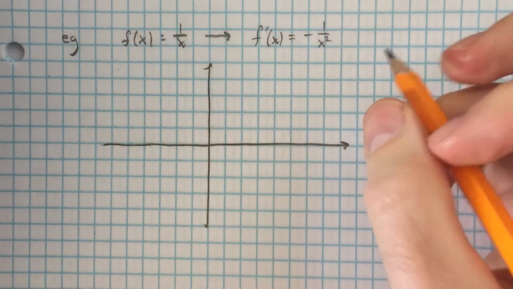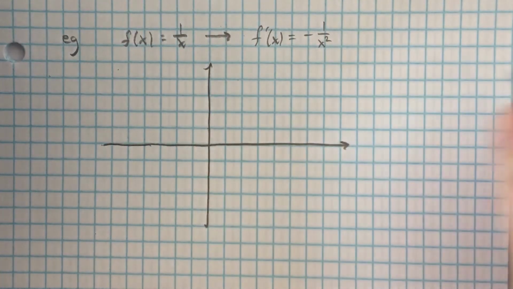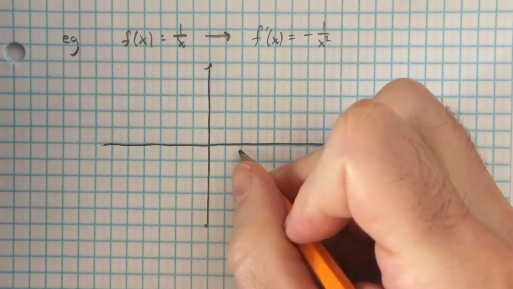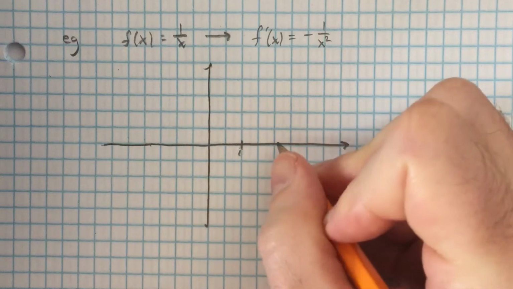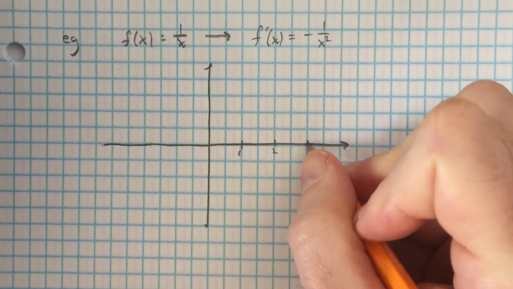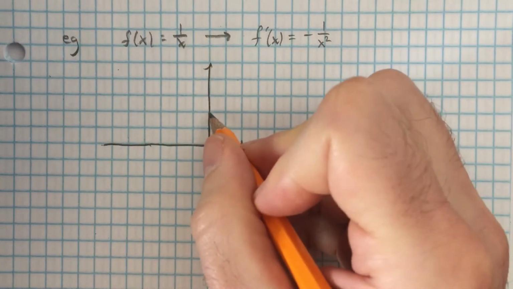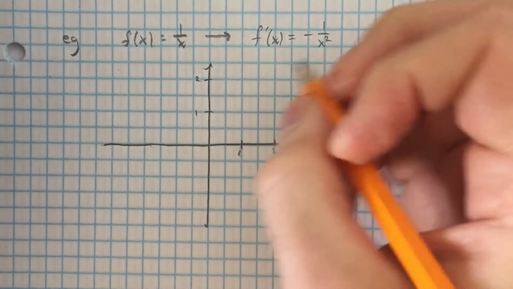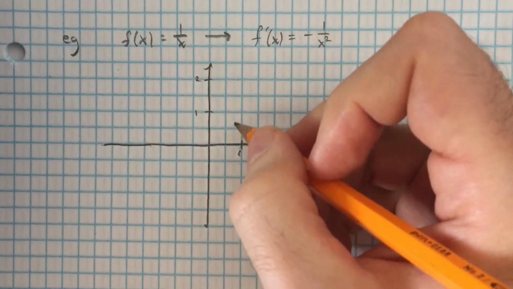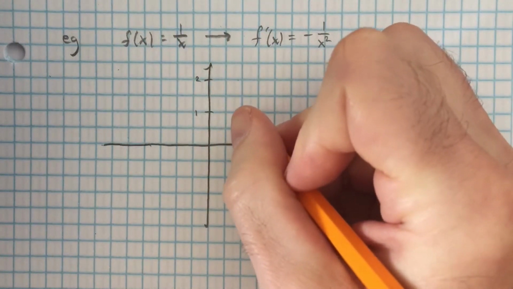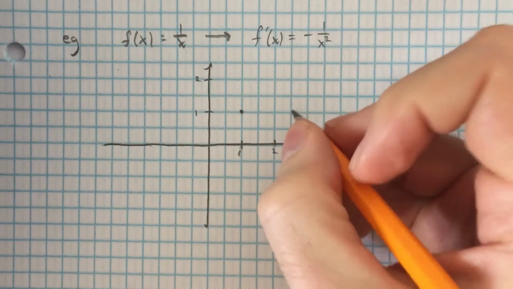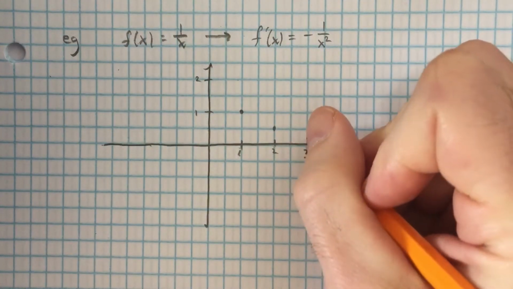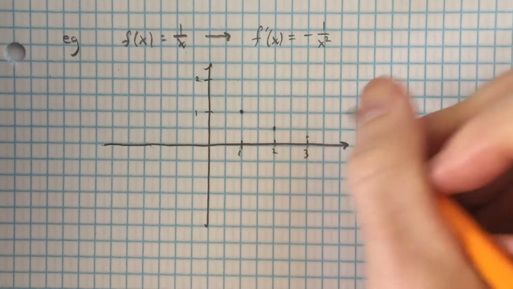so the original 1 on x, let's see here, how do I want to do this? We'll do 1 here, and 2 and 3, and 1 and 2. Okay, so on 1 on x, of course, you plug in the number 1, you'll get 1 out. If you plug in 2, you'll get out a half, which I guess would be about here. Plug in 3, you'll get a third. So maybe right about there, something like that.